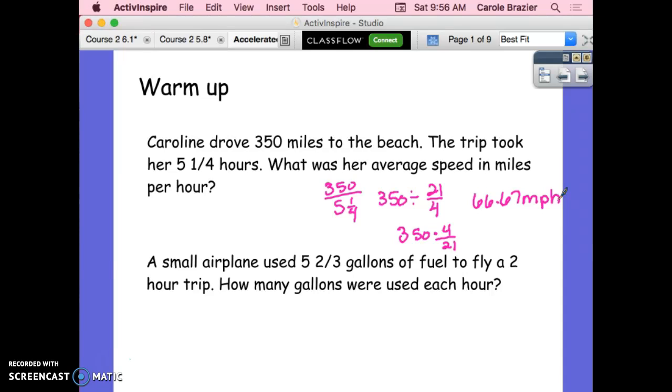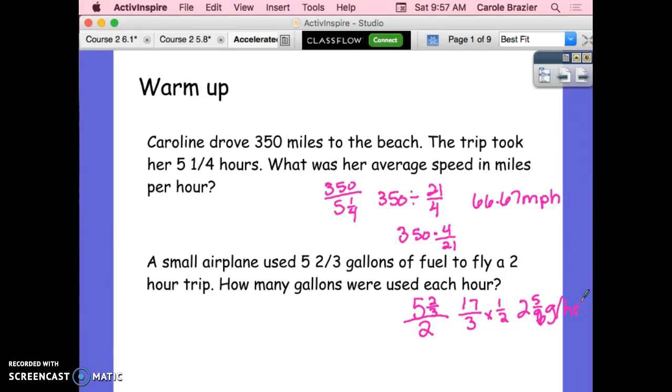The second one, you should have had 5 and 2/3 divided by 2. And so you would have come up with 17 divided by 3 times a half, and you would have come up with 2 and 5/6 gallons per hour.